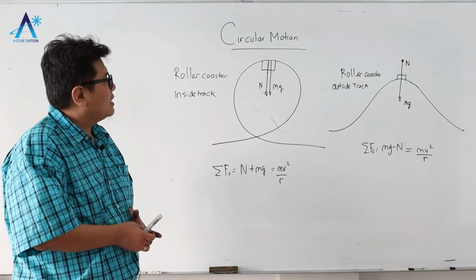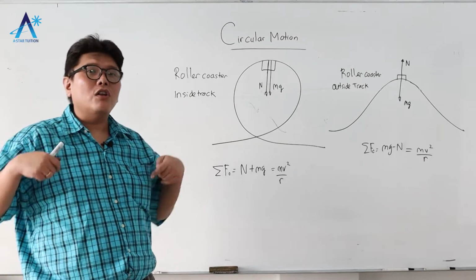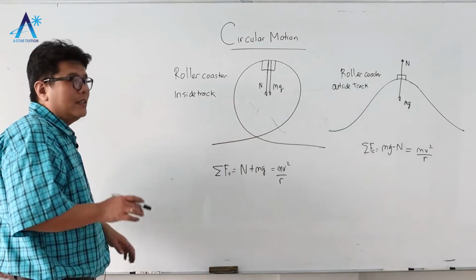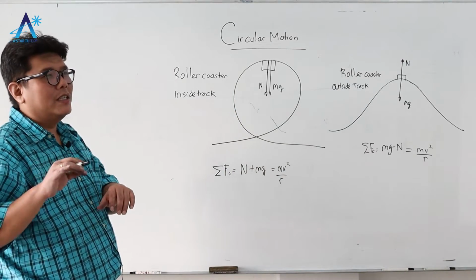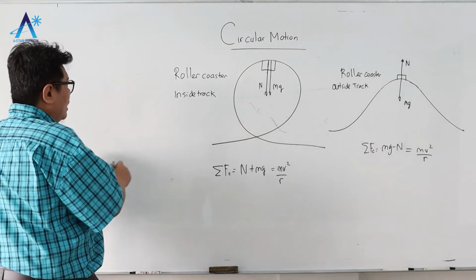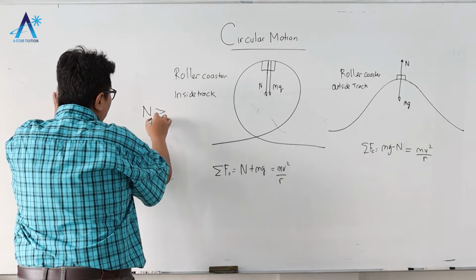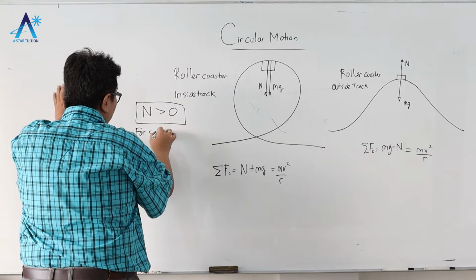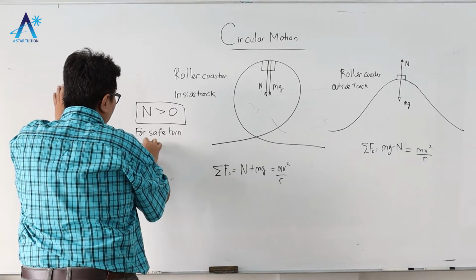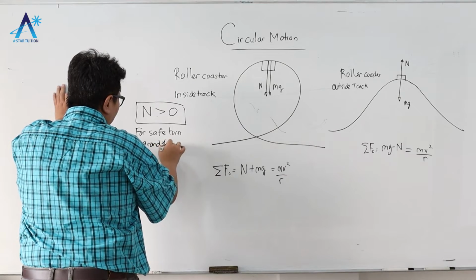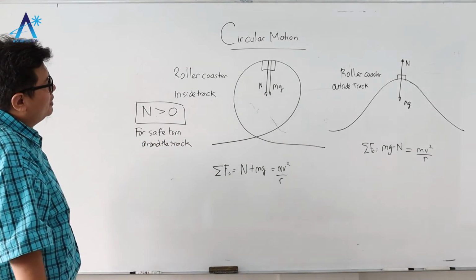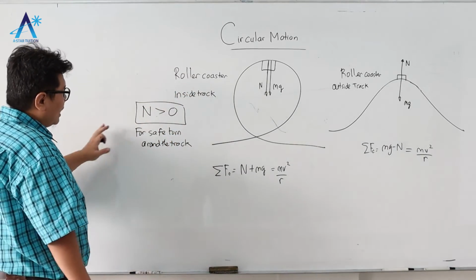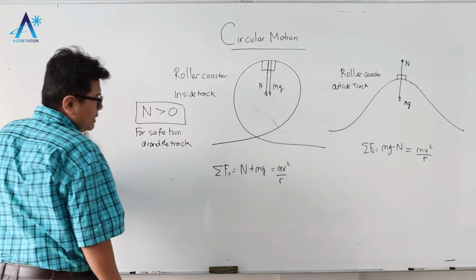So in other words, in order not to lose contact, the value of the normal force should be a positive number, or at least 0, the minimum. So we set 0 as the lower limit. In this case, N must be greater than 0 in order for a safe turn around the track. In the case of the roller coaster inside the track, N greater than 0, but remember N plus mg equals mv squared over r.